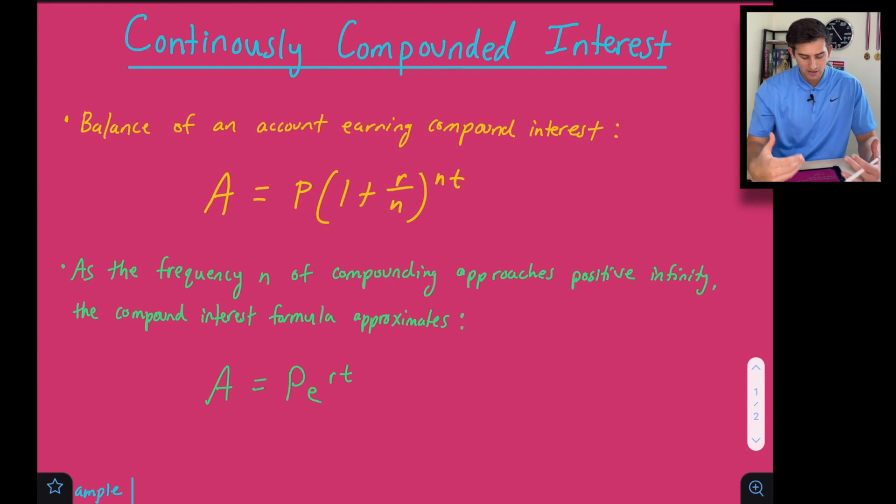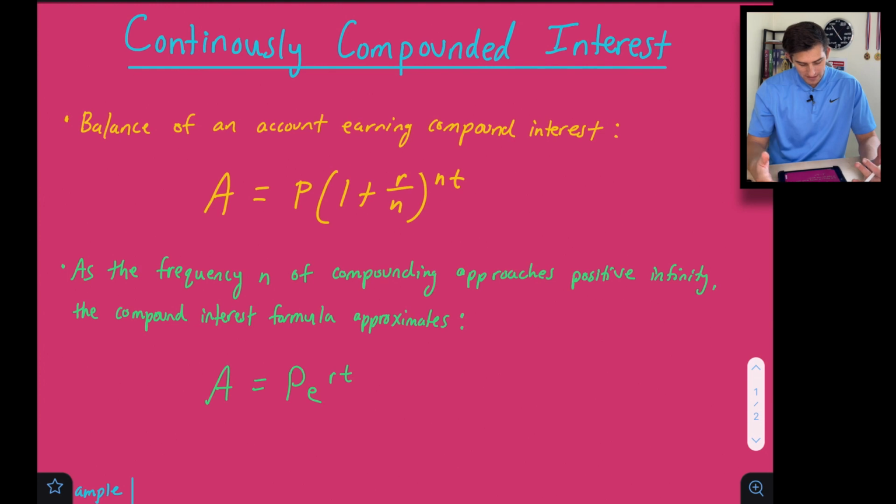So we said A is our account balance, P would be our principal or the starting amount, and then 1 plus, and then R is our rate, our interest rate expressed as a decimal. N is the number of times we're compounding it annually, and then T would be after how many years we want to figure out this balance.